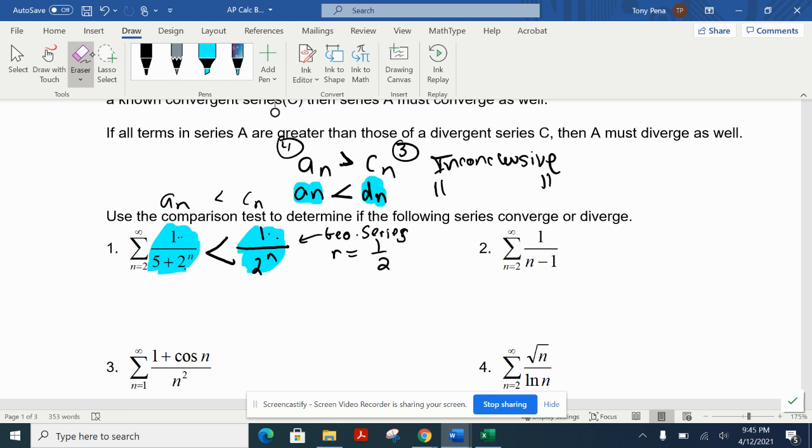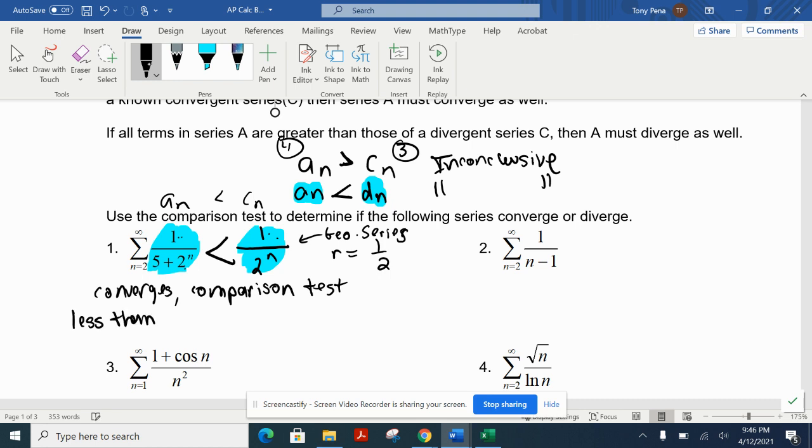Because we can now show that, we get into our explanation where we say this converges. Then you state whatever test allowed us to say that it converges. In this case, it's the comparison test. And then what we would say is it is less than a geometric series with a ratio whose absolute value is 1/2, which is less than 1.